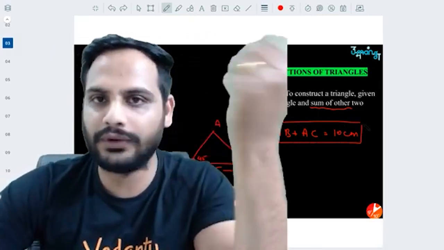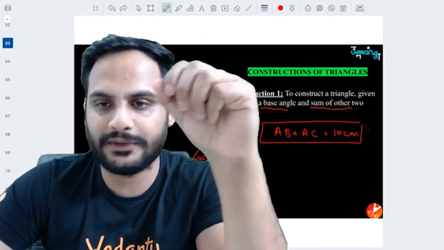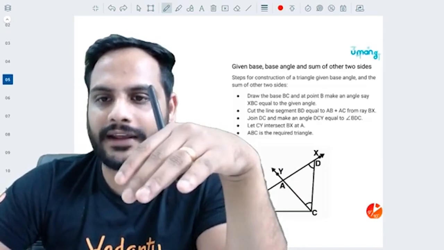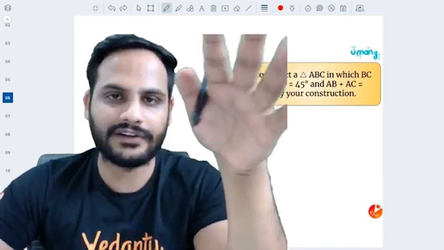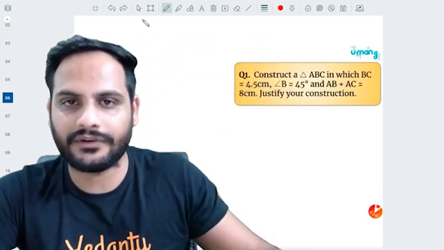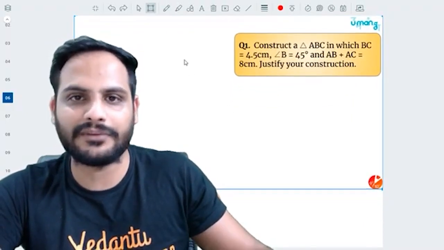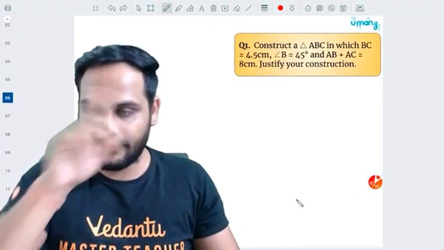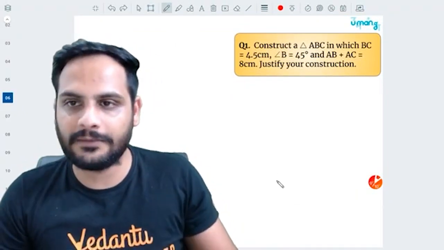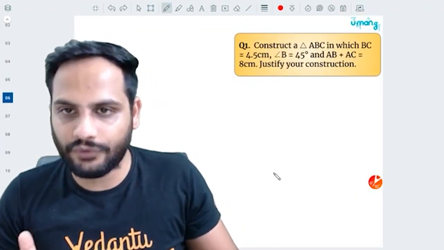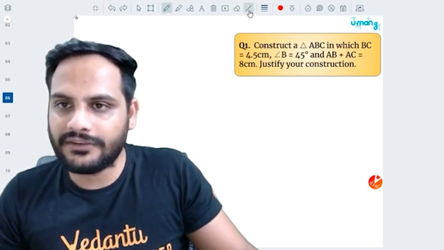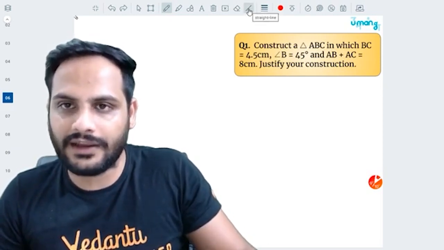Let's discuss the kind of questions which will be there. This is how the diagram is going to form. Let us understand how you will construct these triangles, because these kinds of questions are best explained with the help of examples. See what the question is saying: construct a triangle ABC in which BC is 4.5, angle B is 45, AB plus AC is 8 centimeters.